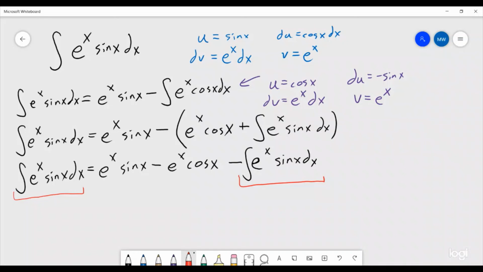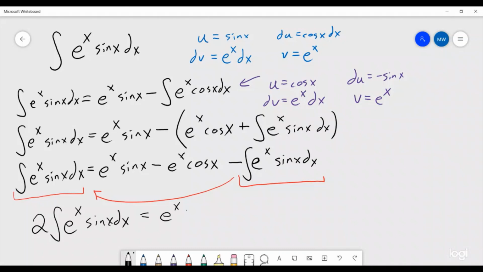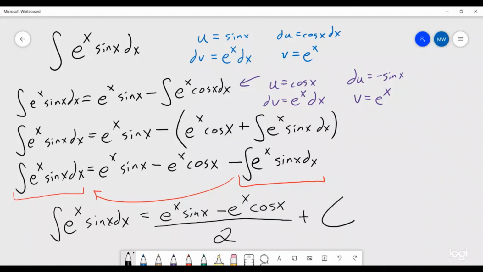So what we can do is add that to the other side. Moving that to this side, we are given 2 times the integral of e to the x sine x dx is then equal to e to the x sine x minus e to the x cosine x, which means if we want to solve for just the integral, we just have to divide everything by 2. And so that is how we are able to integrate e to the x sine x dx using integration by parts.